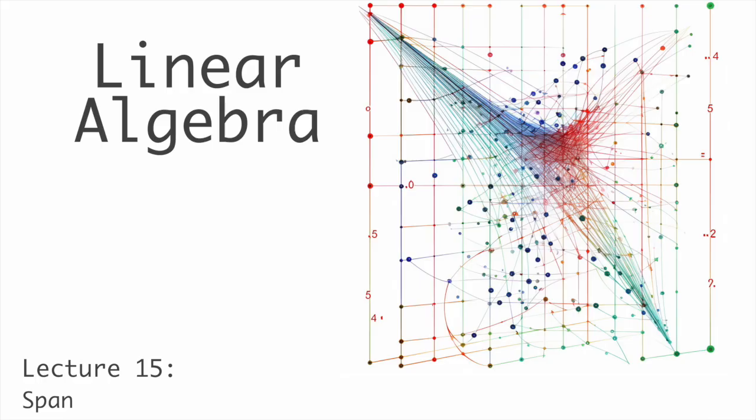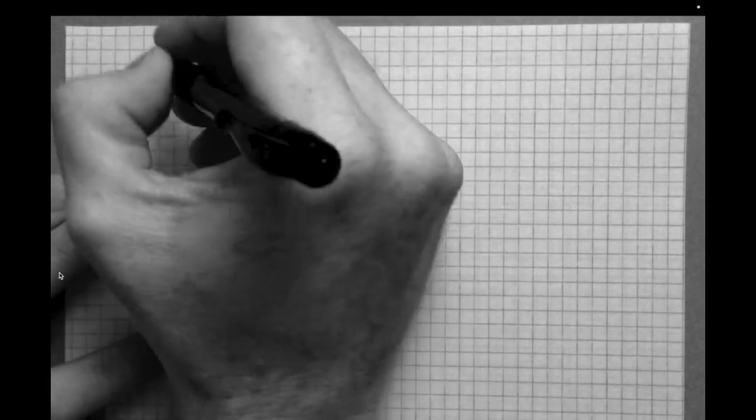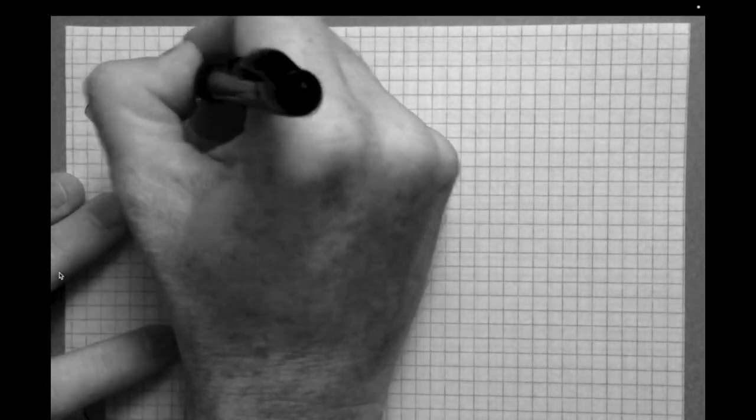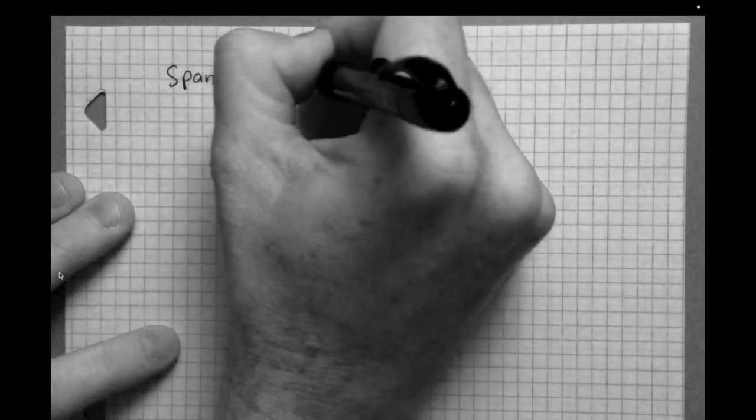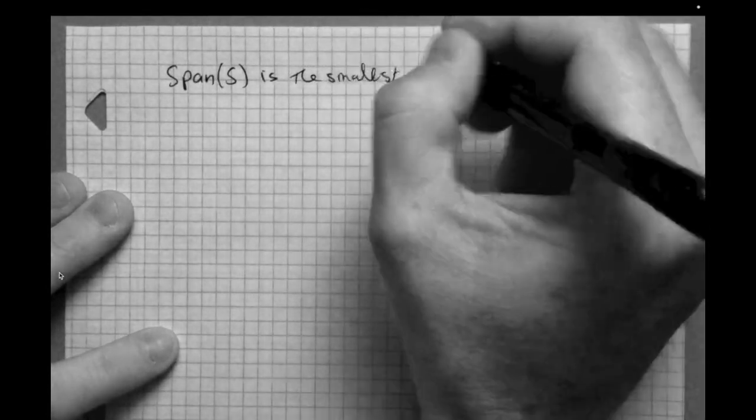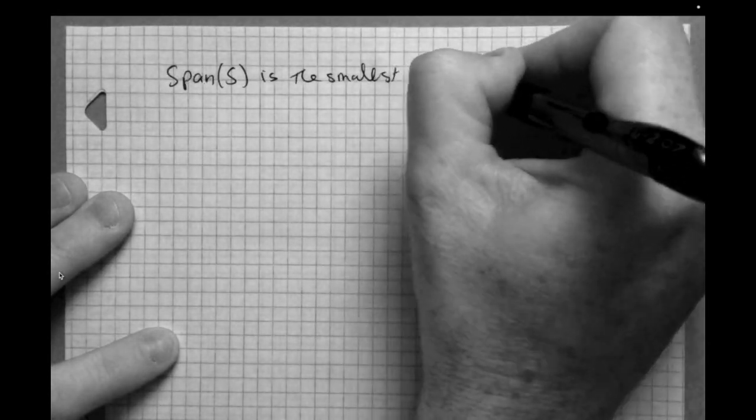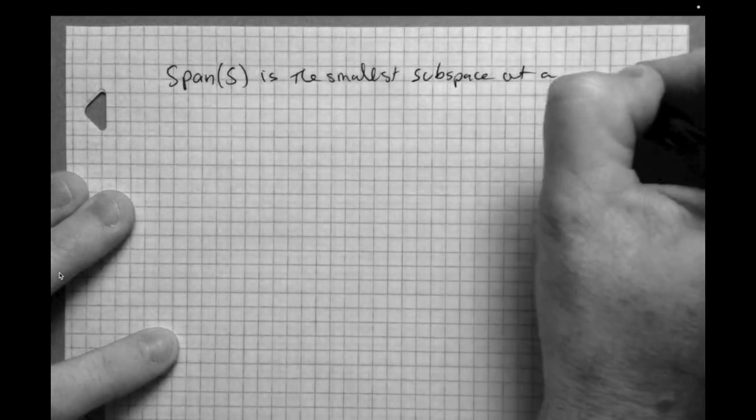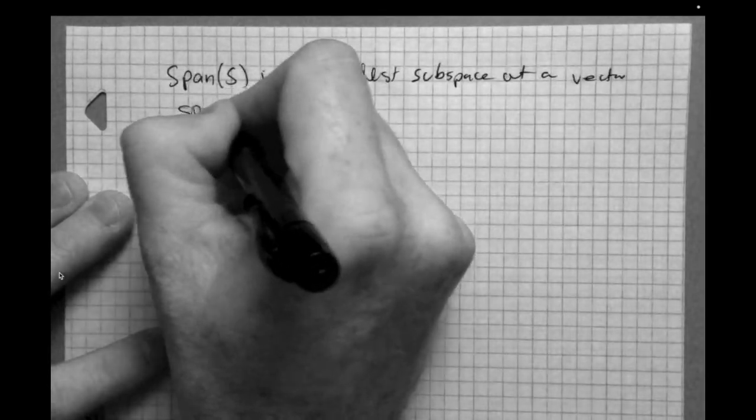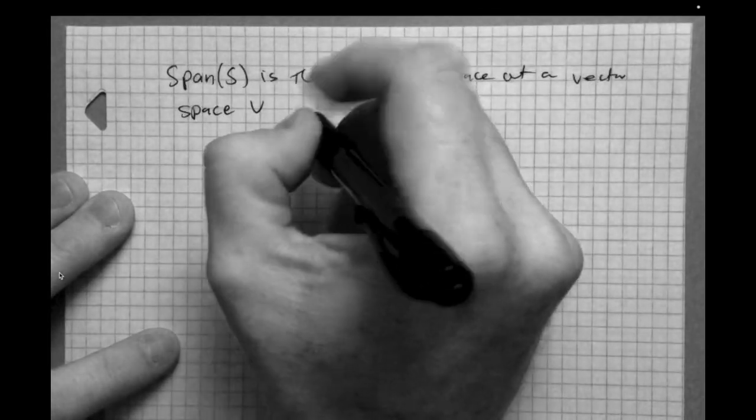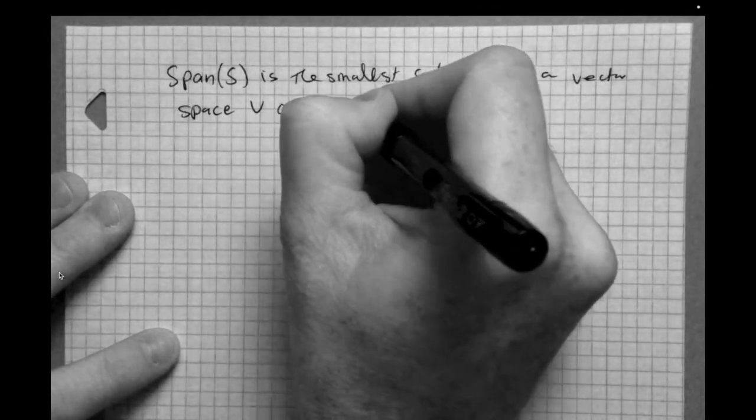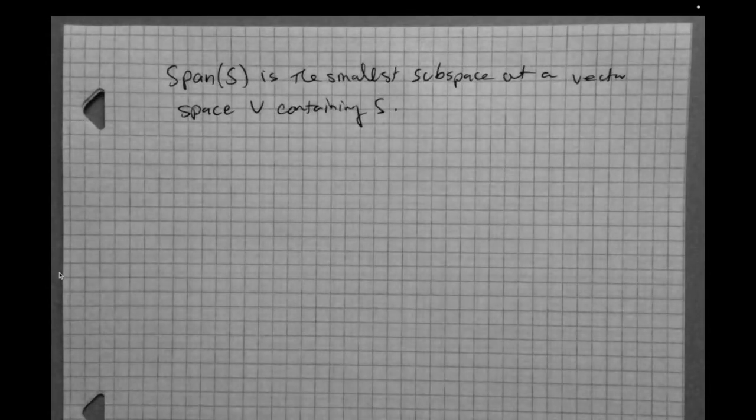And so what we just got done discussing was the statement that we just finished proving. We said that the span of S is the smallest subspace of a vector space V containing S. The span of S obviously contains S, and it's going to be the smallest subspace of the vector space V that does contain S. We just got done working through this proof.